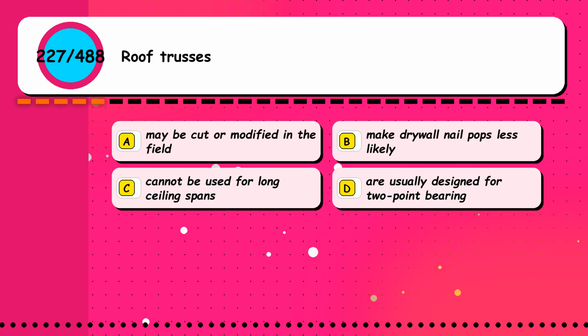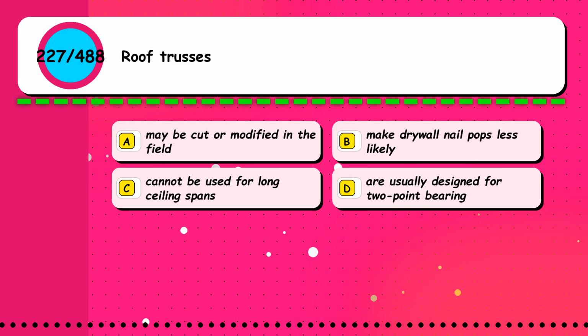Roof trusses: Option A. May be cut or modified in the field. Option B. Make drywall nail pops less likely. Option C. Cannot be used for long ceiling spans. Option D. Are usually designed for two-point bearing.